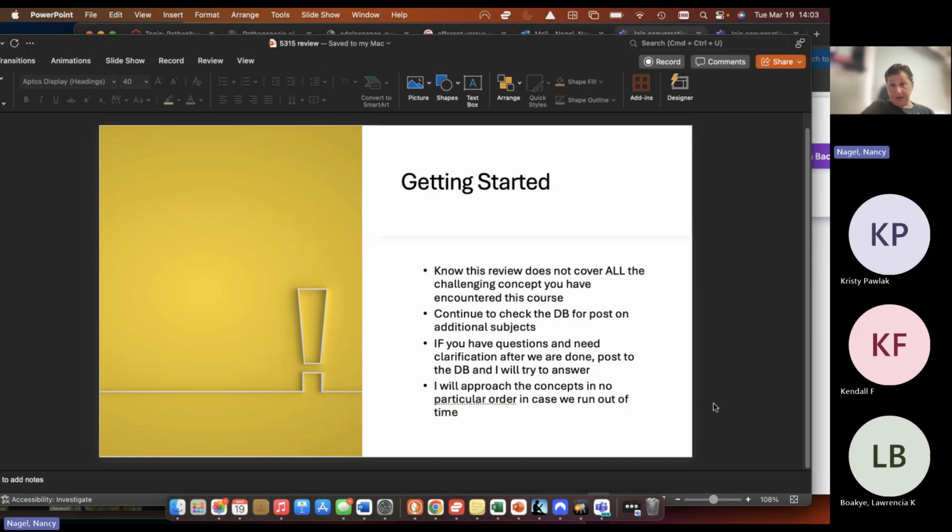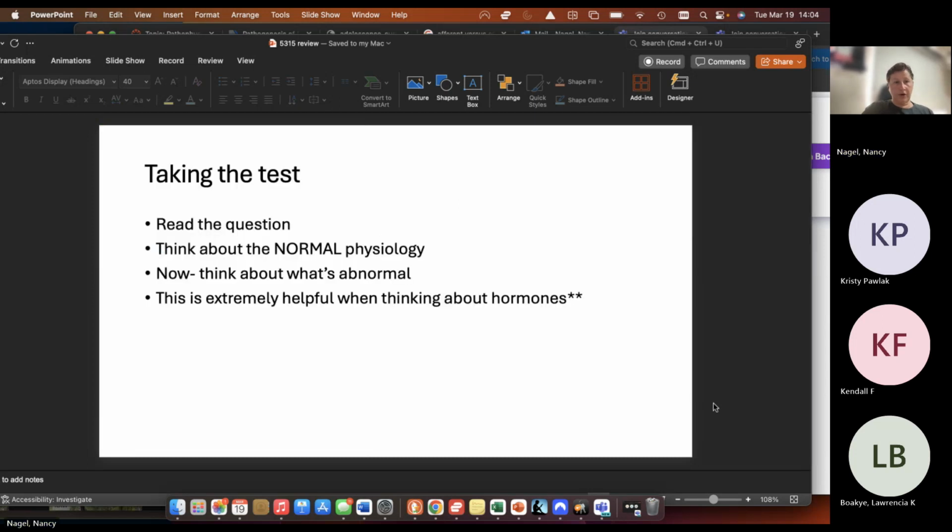A couple things I really want you to think about. I didn't do any of this in any particular order, so it's not per test or anything like that. Just in case we ran out of time, I wanted to make sure I touched upon everything. All right, so when I've been dealing with a couple of the students just with tutoring, there's a couple things that I've noticed.